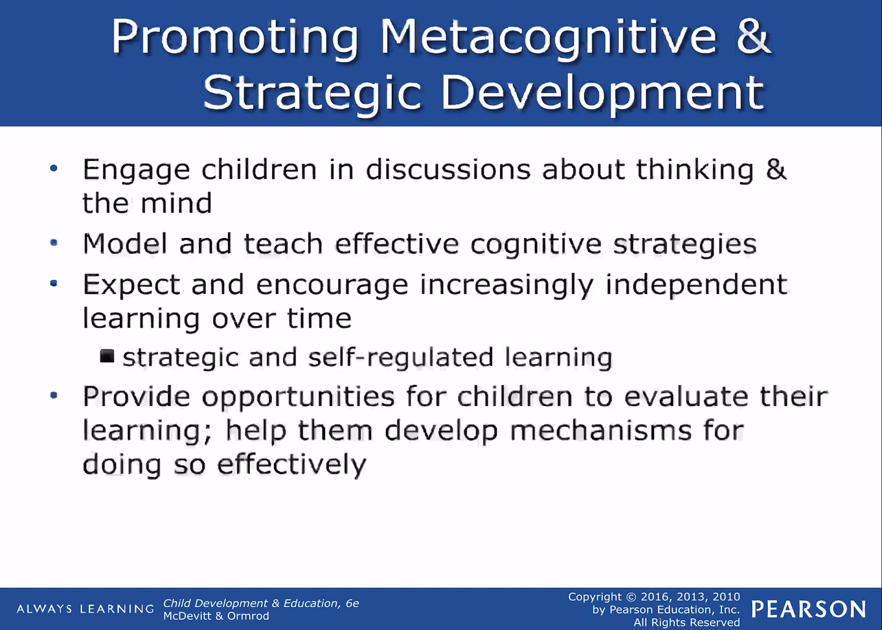So what can you do to promote metacognition and strategic development? Engage children in discussions about thinking in the mind. This is really what happens in early childhood and early elementary school. Model and teach effective strategies. Encourage increasingly independent learning over time. Think of Montessori. And then provide opportunities for kids to evaluate their own learning, right?